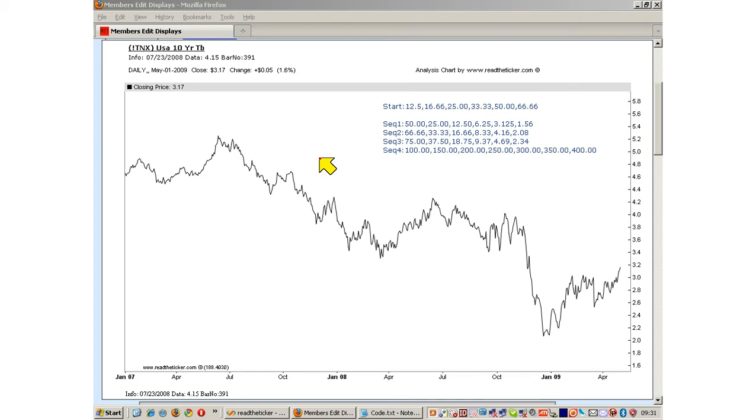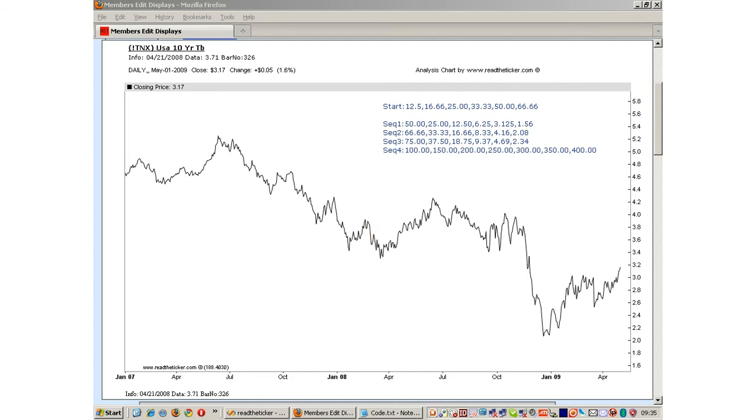Now I must stress that it's value and not the move. For example, in Fibonacci, you'll take this point here, that point there, divide it by 2, and you'll get half the percentage of the move. Here we're talking about 50% of the value. So we're taking 5.2, dividing it by 2, and getting 2.6. So that's 50% of the value, not the move.